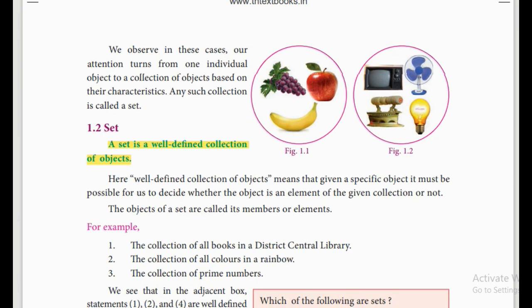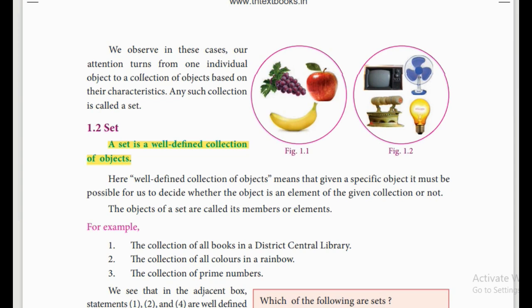The picture contains only fruits. So we can say it is a set of fruits. We can't allow vegetables here, because if it is a set, it should be well-defined. So we can say it is a set of fruits. The next one is the set of electrical items. So the set definition is very important.